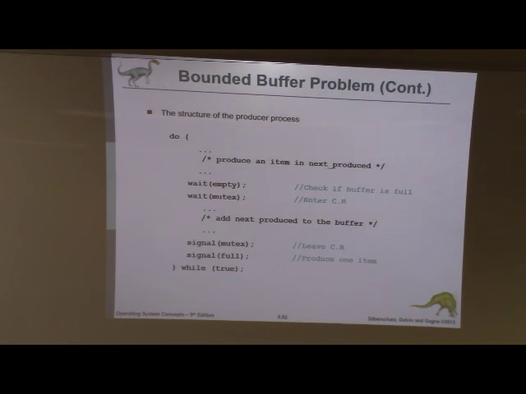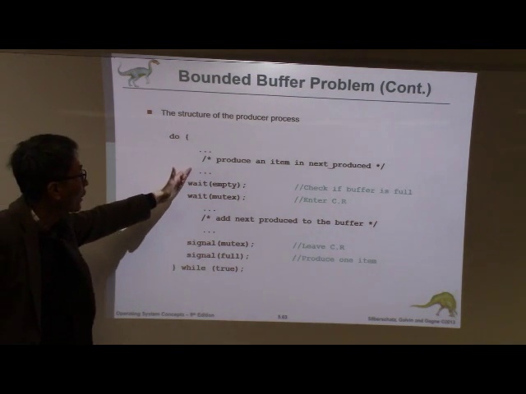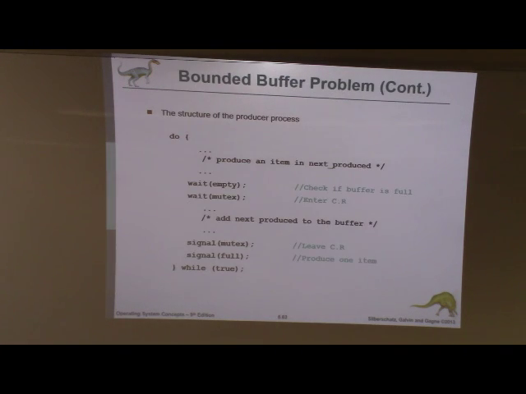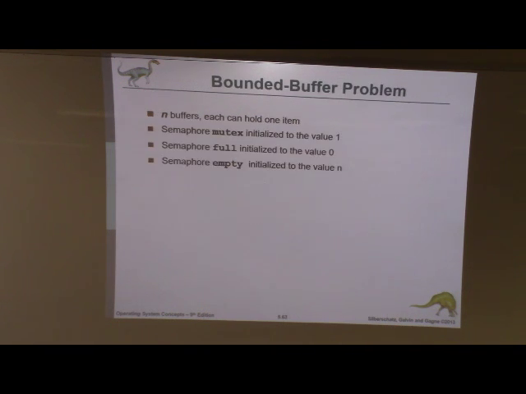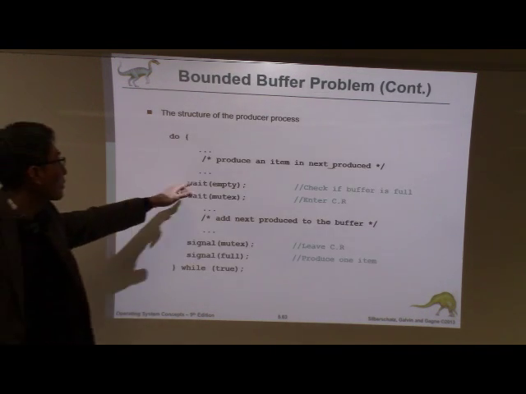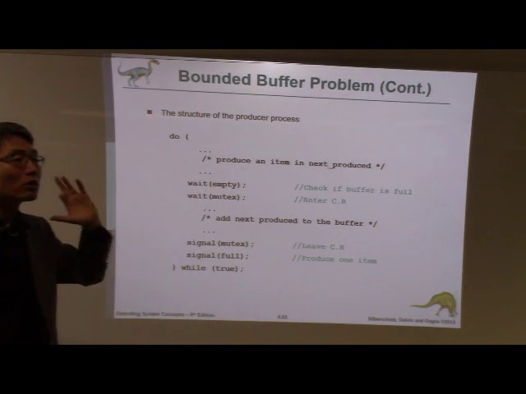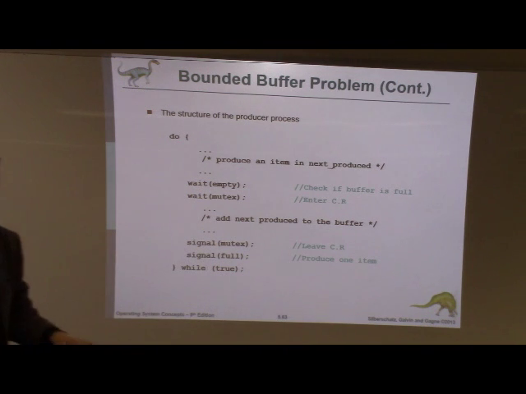So we will see the producer first. The producer would like to generate data, right? Then it checks whether the buffer is full or not, using empty. Empty is initially set as n, so wait on empty means n minus 1. If empty is 0, the producer cannot generate into the buffer. Then after that, it takes the mutex lock.